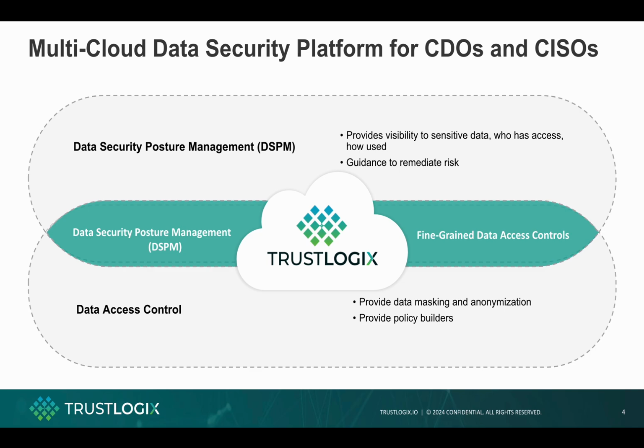Data access control is the second functionality, where TrustLogix provides fine-grained data protection through role-based access control and attribute-based access control, something that data teams are responsible for. Our unique differentiator is that we provide both data security posture as well as data access control in one single platform, so enterprises get fine-grained data access, but at the same time they have a continuous risk assessment. With that, let's get into a quick demo of how TrustLogix works.